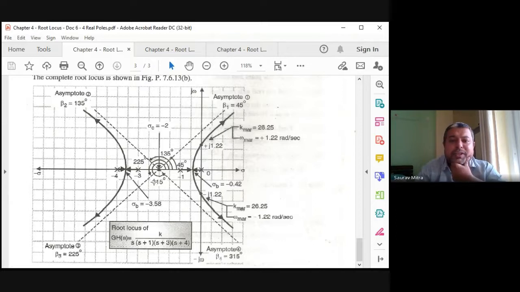Centroid we can calculate. There will be one centroid, and the angles are 2x plus 1 into 180 divided by p minus z. So in this case, p minus z is 4. So 180 by 4 is 45. Now 2x plus 1, actually I am calculating the asymptote angles. So there will be 4 angles. One is 45, another is 135 degree. Another is this angle, which is 225 degree, and another is this angle, which is 315 degree.